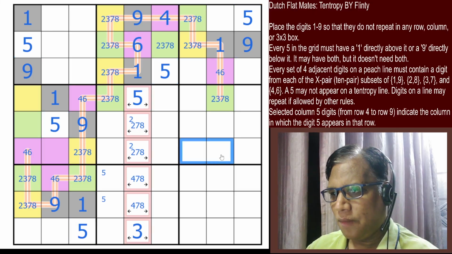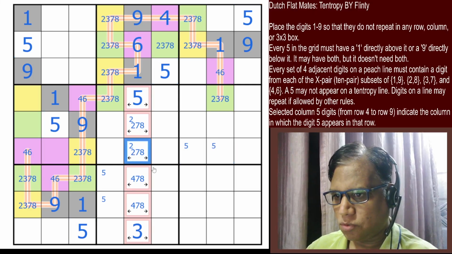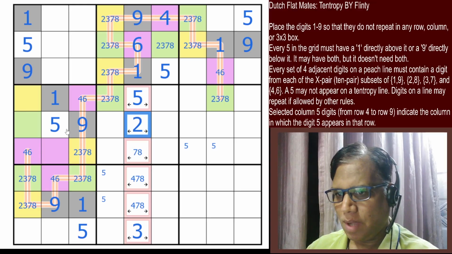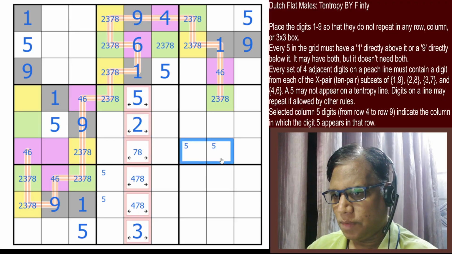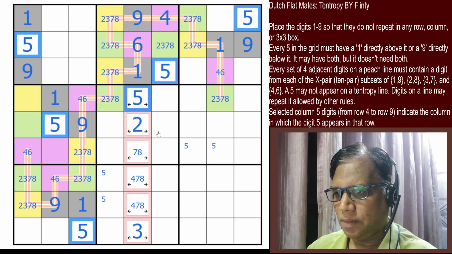Yeah, 5 has to be here, right? So there is no way this could be 2. This has to be 5. And now that has to be 2. Yeah, of course. Because this is 5, this has to be 2. 5 is somewhere here, that's okay. And here 5 is again somewhere, right?